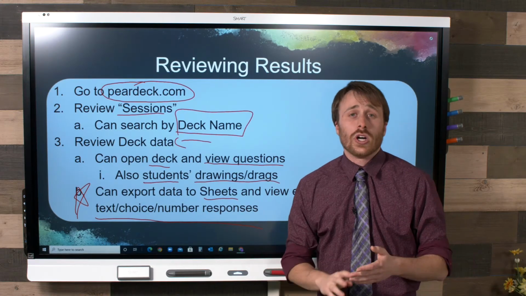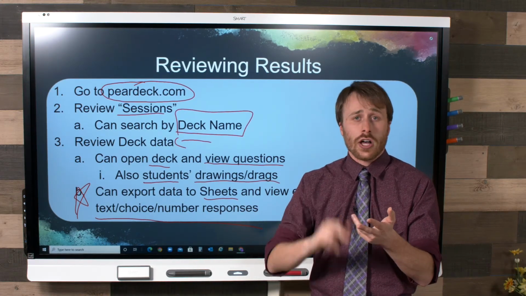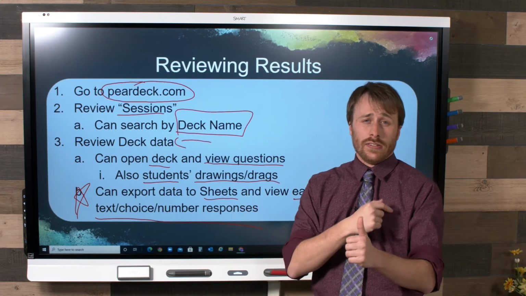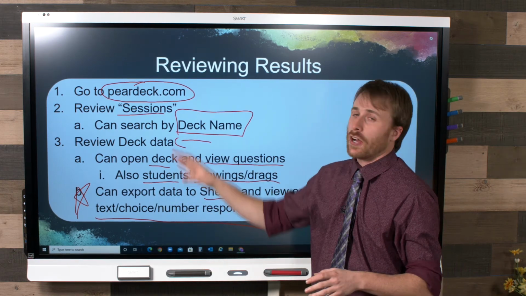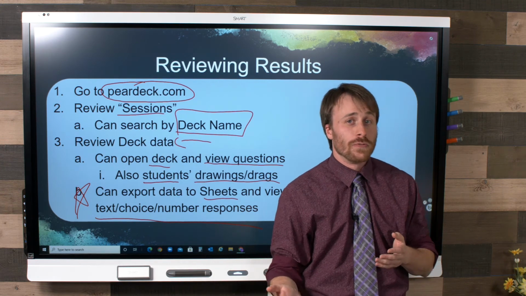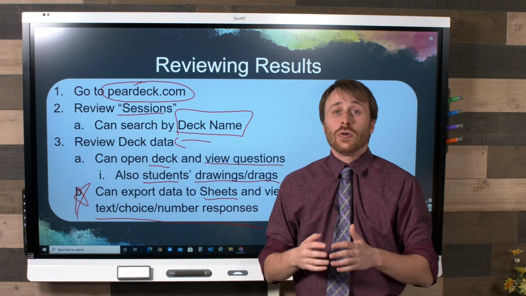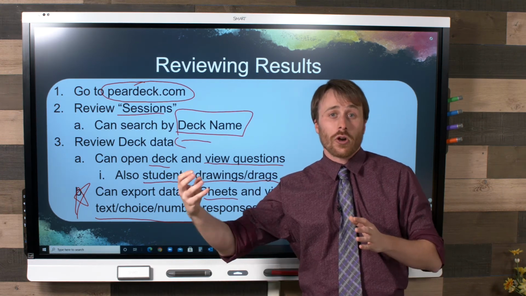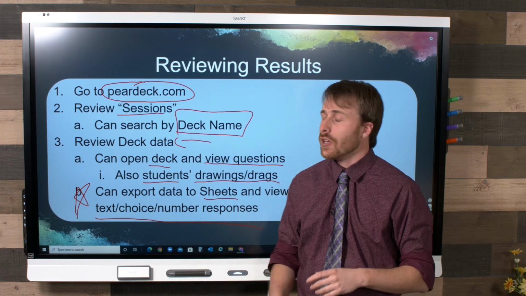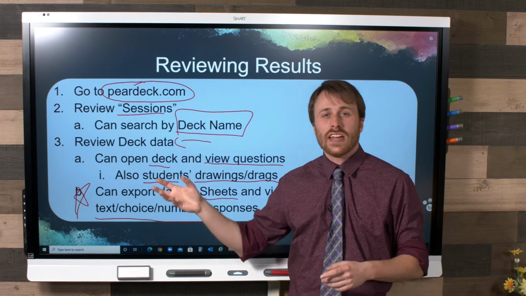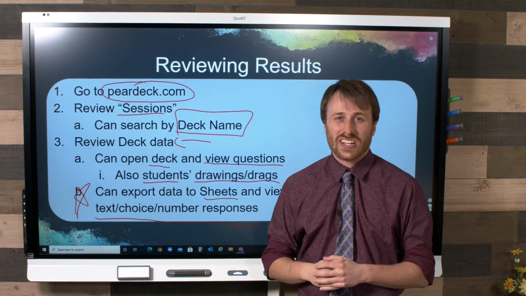So for those 5 question types, drag, draw, number, text, and choice, we can see all of that data from the Pear Deck website. Now, if you embed a Google form like we saw before, you would have to actually go to the Google Form specific sheet, the one that's made with a Google form, in order to view that data. But let's check out at the Pear Deck website how we can view the data embedded within Pear Deck.